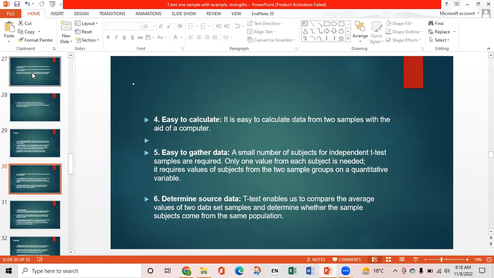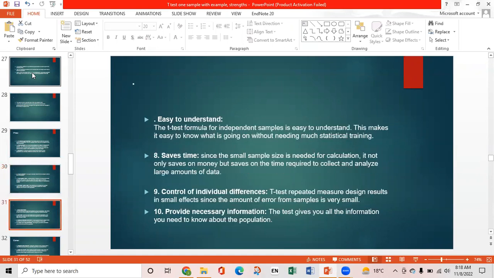Determine source data. T-test enables us to compare the average values of two data set samples and determine whether the sample subjects come from the same population. It is easy to understand. The t-test formulas for independent samples are easy to understand. They make it easy to know what is going on without needing much statistical training.